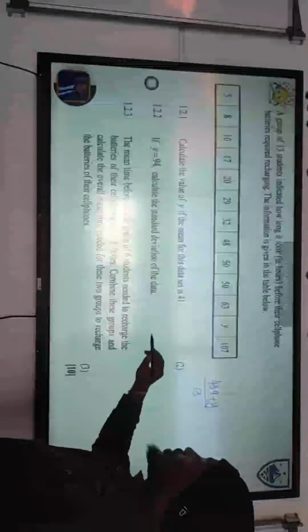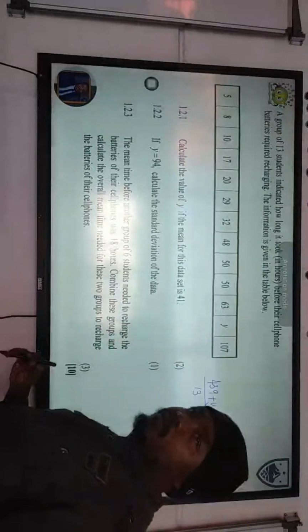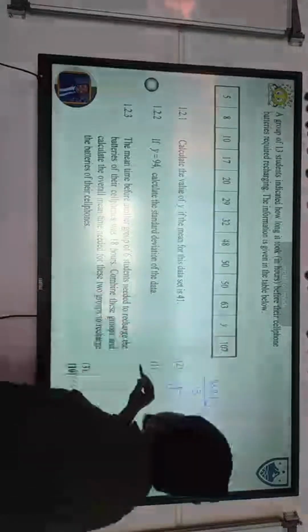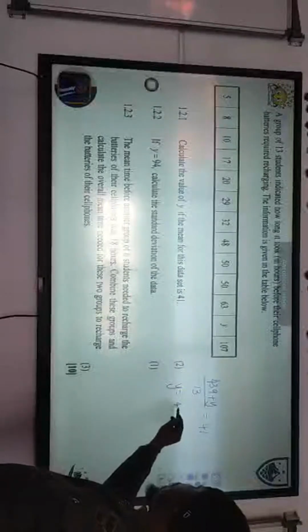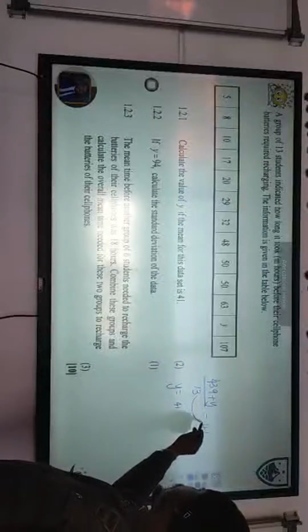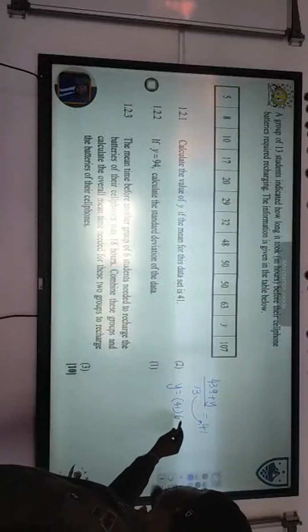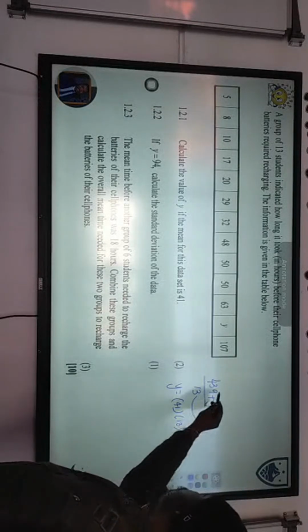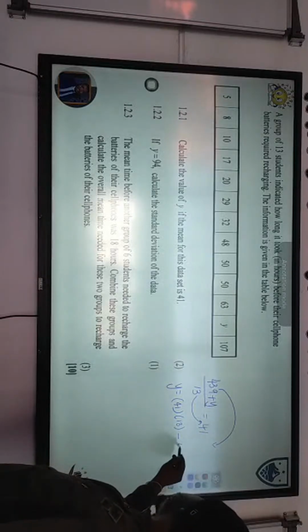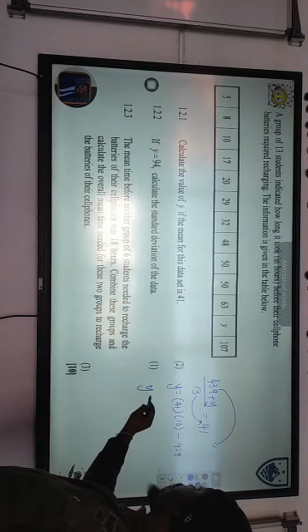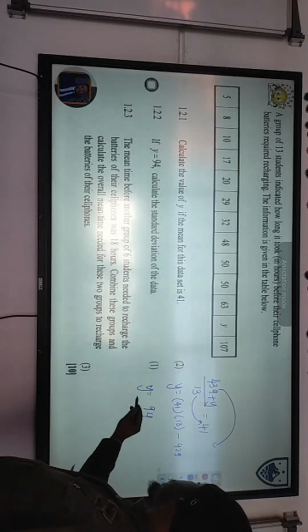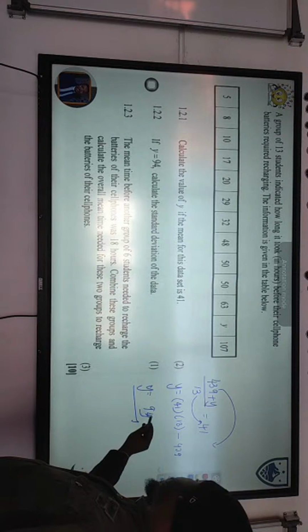13. That's the average, right? Remember the mean must give us 41. So 439 plus y over 13 will be the same as 41. We cross multiply by 13, and then we transpose minus 439. So our y is how much? 94.